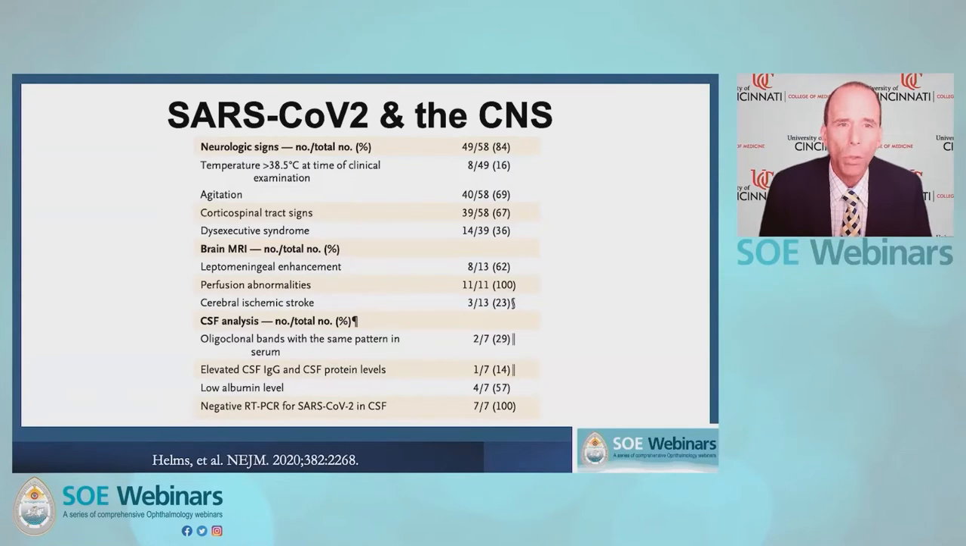The brain MRIs, which is the second category down, looked at in the patients who had brain MRIs, a high rate of leptomeningeal enhancement, perfusion abnormalities in every patient, and stroke in 3 of the 13 patients with MRIs. And then they also looked at the patients in this series, only 7 of whom had spinal taps. And you can see the results. Interestingly, at the very bottom of the table, all 7 had negative PCR tests for SARS-CoV-2 in the spinal fluid.